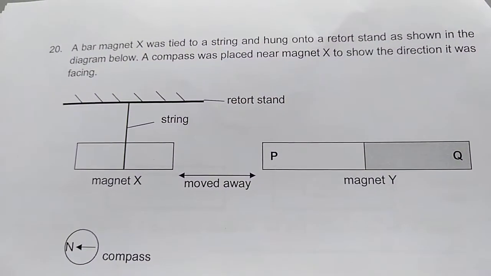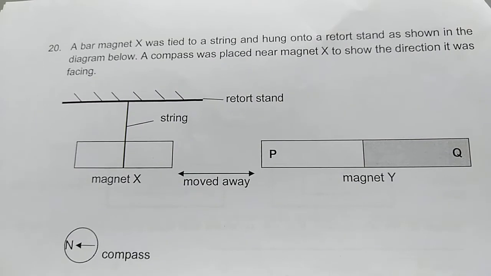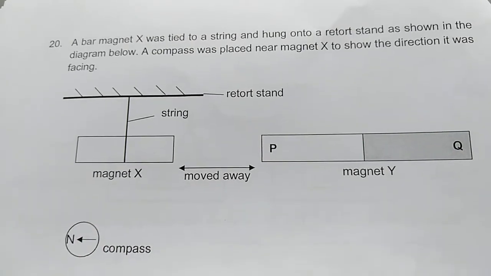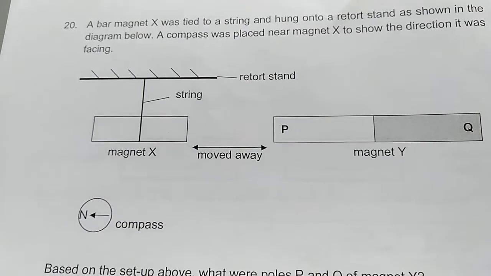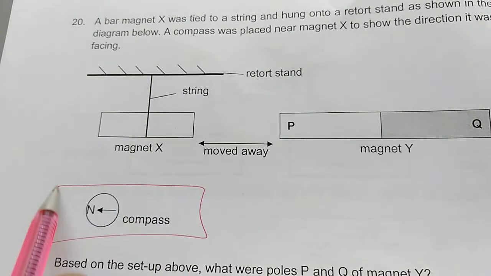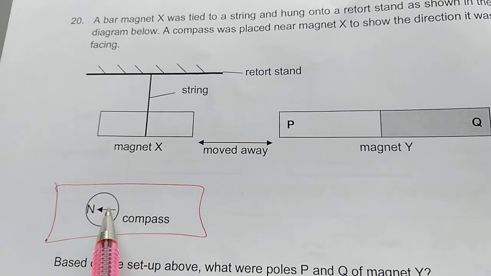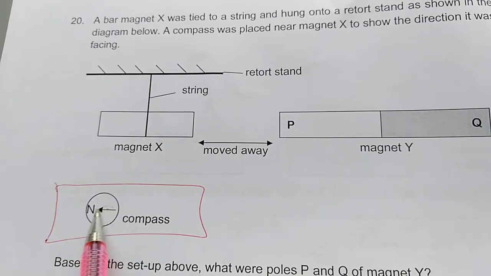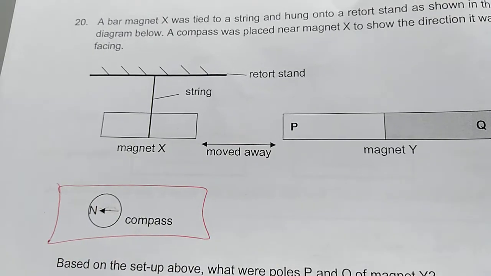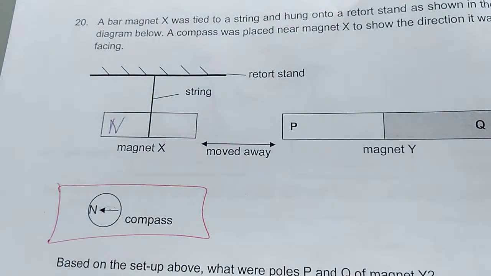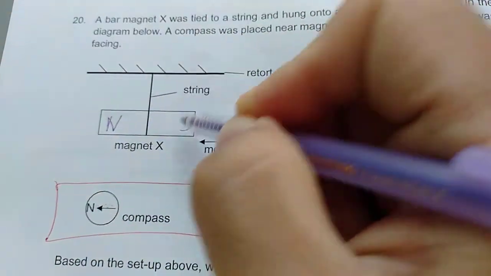Now a magnet question. A bar magnet was tied to a string and hung onto a retort stand as shown. A compass was placed near magnet X to show the direction that it was facing. Many of my students ignore this clue, which is unfortunate because this is an important clue. This tells you that the compass, which itself is a tiny magnet, is pointing towards the north direction. So this is north. That tells you therefore if this part here is north, this part will be south.